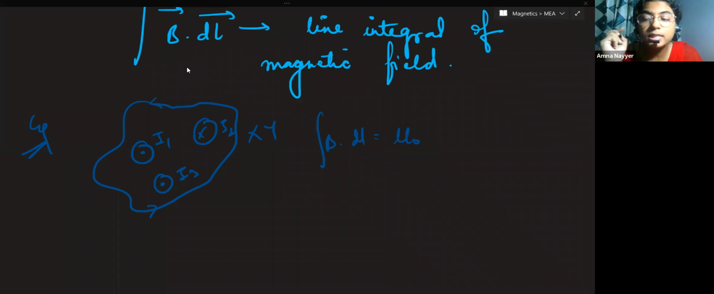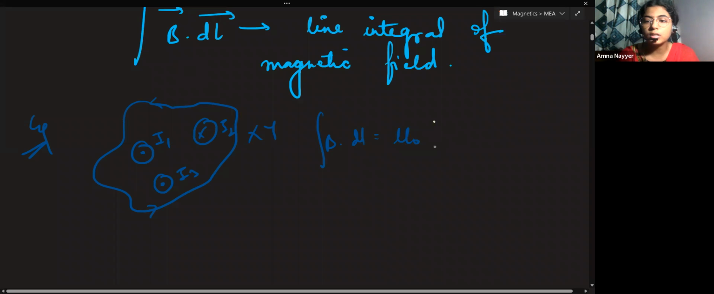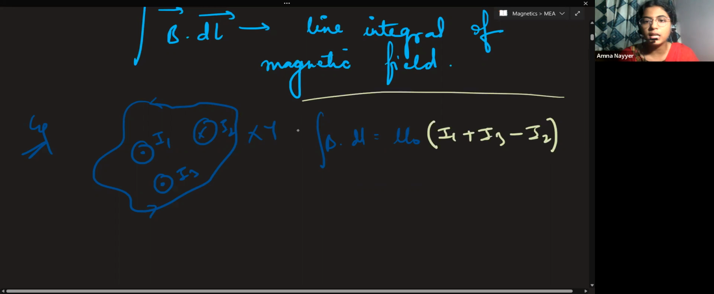For outwards, we put a dot. For inwards, we write a cross. So let's take inwards as negative. So total current becomes what? Focus on this. Total current will be I1 plus I3 minus I2. This is how you will take. So the final answer will be this only.